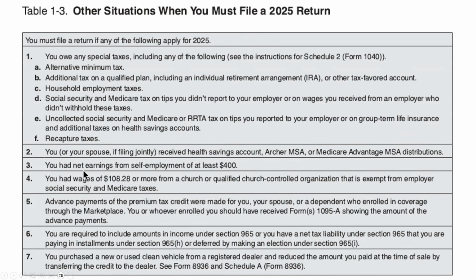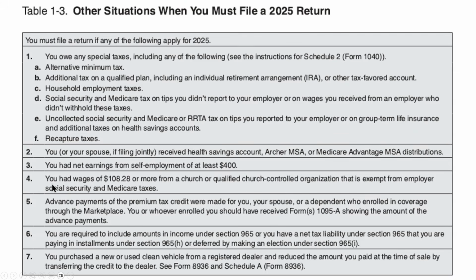If you had net earnings from self-employment of at least $400, you will definitely get a question on the exam about this. If you had self-employment earnings of at least $400, then you need to file a tax return. That is because even though you may not owe any income tax, you will owe something called the self-employment tax. So remember that $400 for self-employed income.